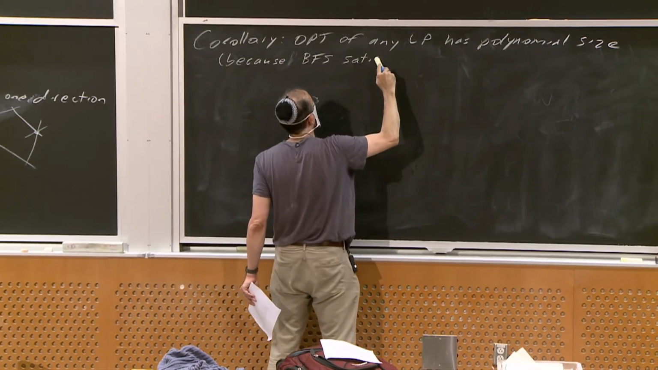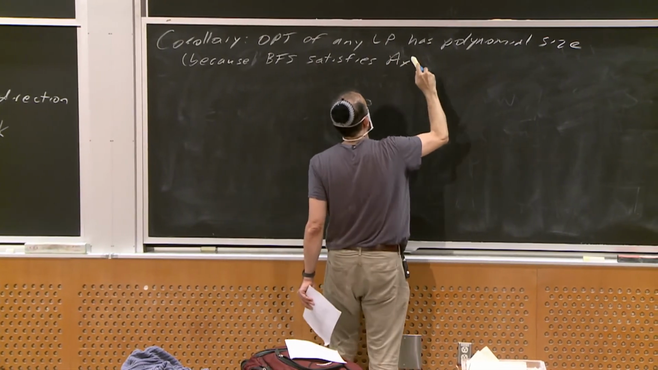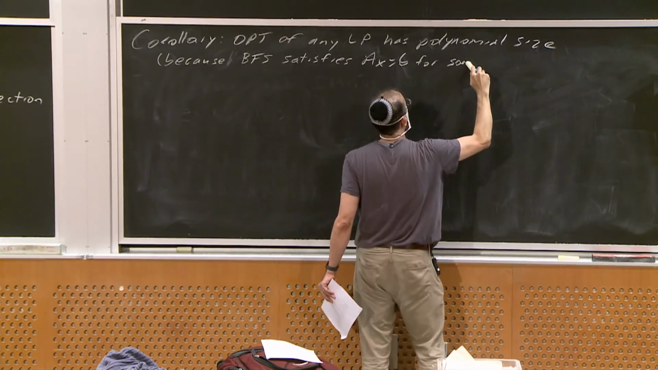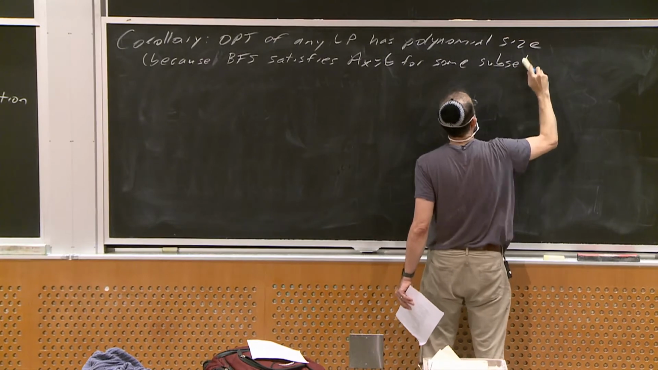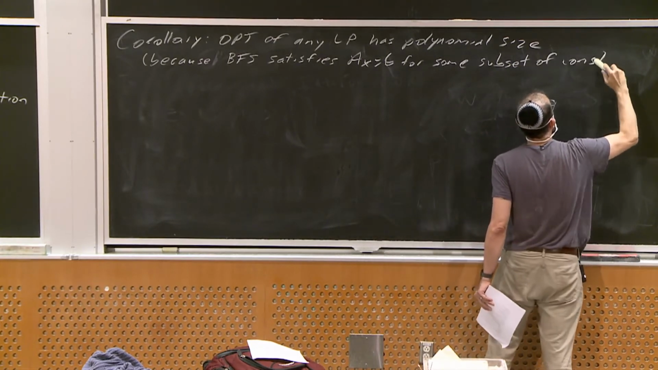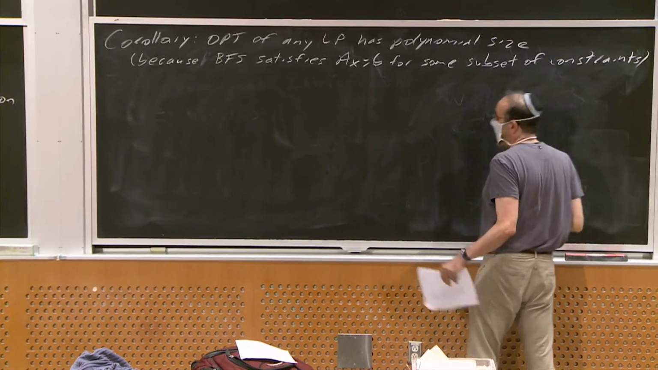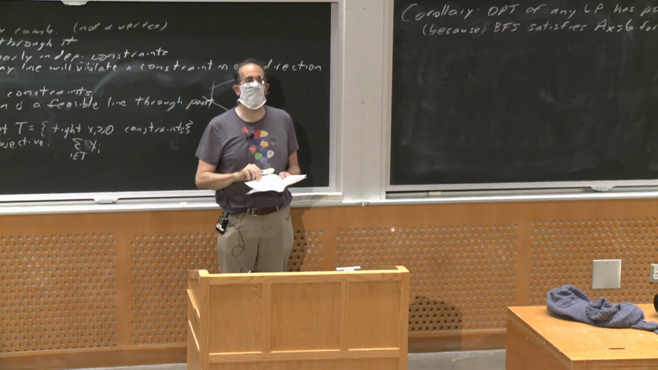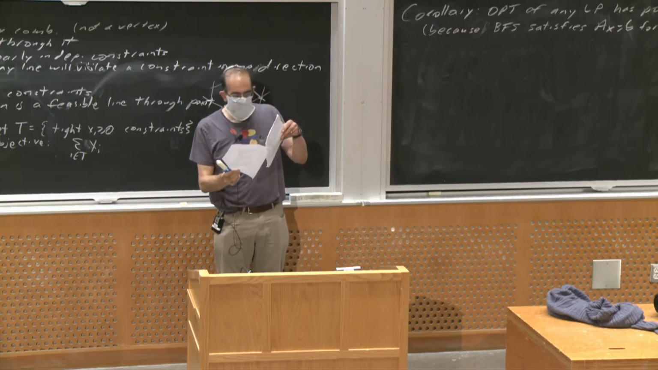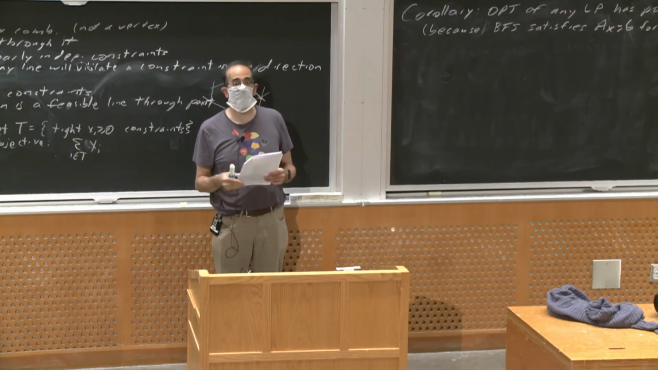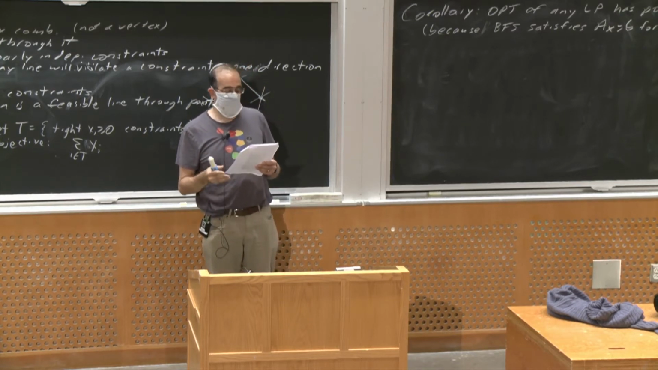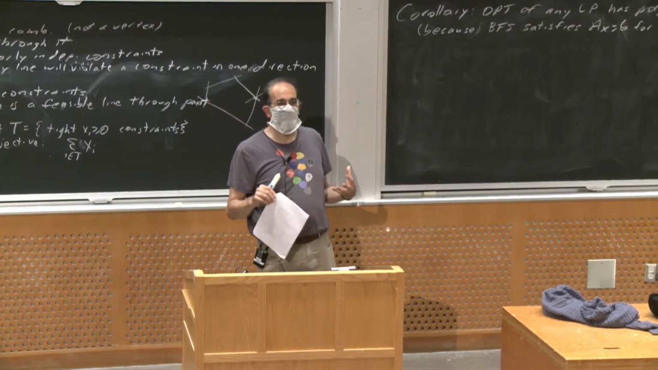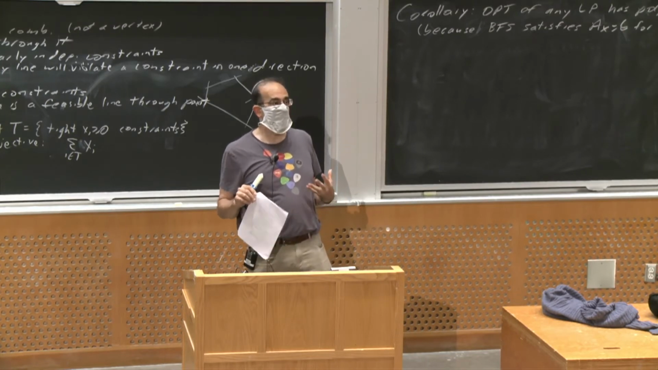A basic feasible solution satisfies Ax equals b for some subset of the constraints. And we already proved last time that every linear system solution has polynomial size. So this is good. This is the first really important result for our linear inequalities, that you can write down the answer.